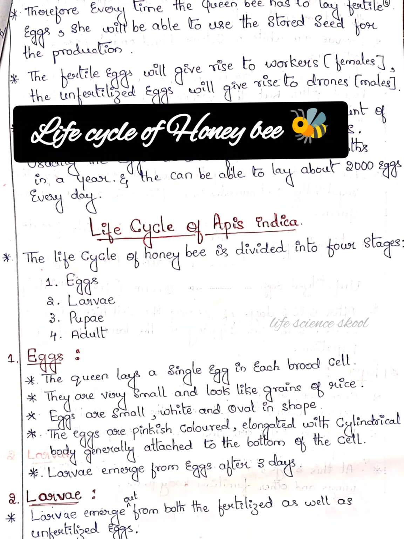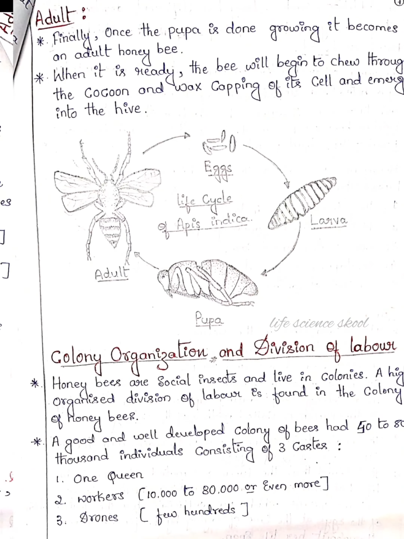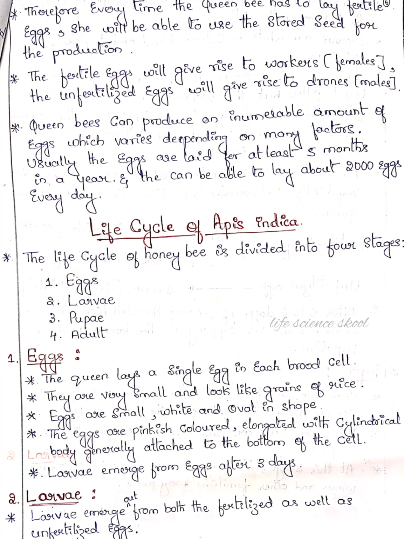The life cycle of the honeybee is divided into four stages. The first one is the egg stage, second is the larva stage, third is the pupa stage, and fourth is the adult stage. As you see in the diagram, the first one is the egg stage, which looks like a rice grain. Then the egg develops into a larva, the larva develops into a pupa, and then the pupa develops into an adult. Now we will study them one by one, first beginning with the egg stage.